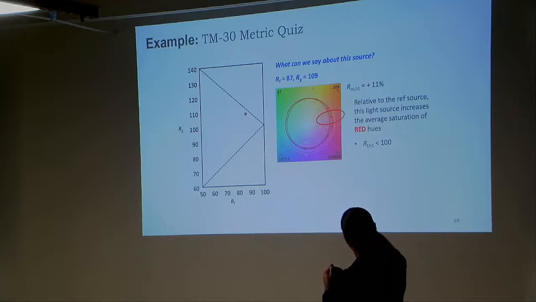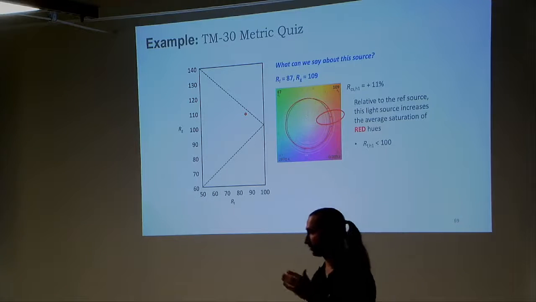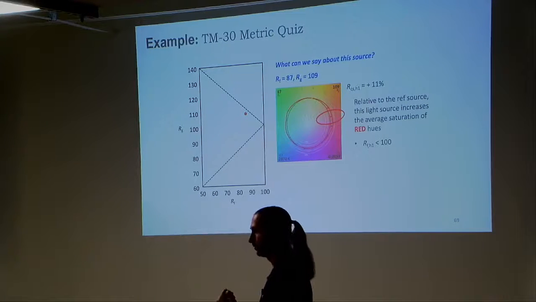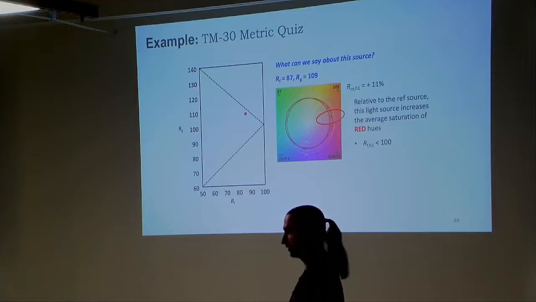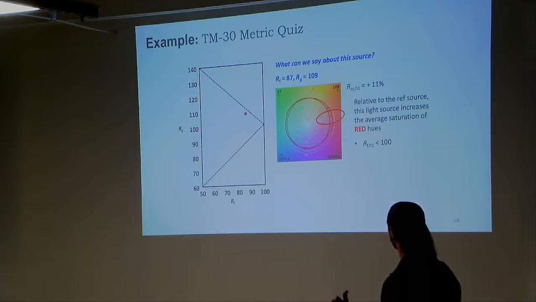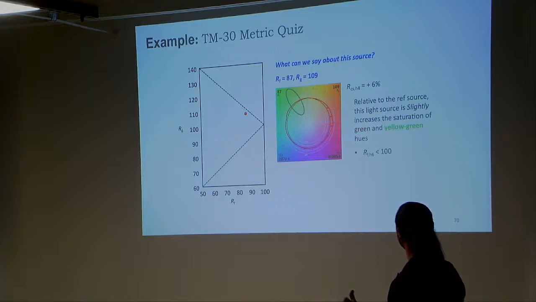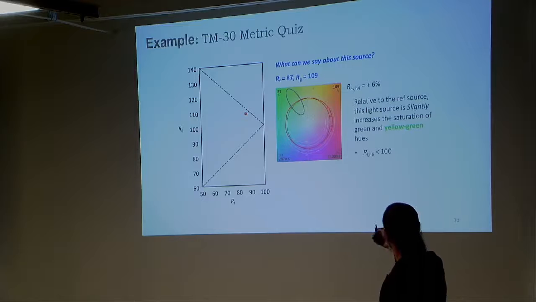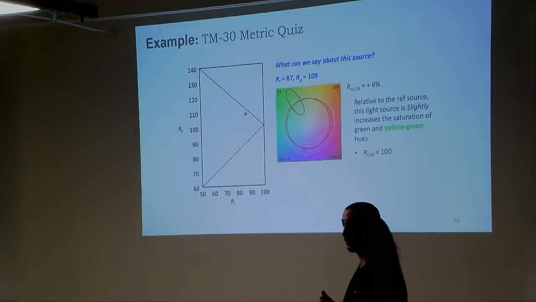So RFH1 being less than 100 is because if the saturation is not 0%, fidelity has to drop, right? So if you increase saturation, like R9 has to go down. Doesn't matter. It penalizes all deviation, right? Even if we'll see that some are liked more than others. And then lastly, we see that this light source also increases the saturation of greens in Hue bin 4. Actually, that's 6. And so, does anybody know what light source this is?